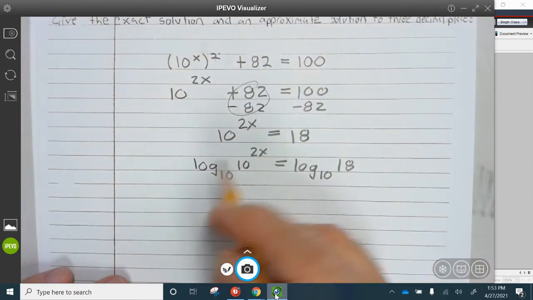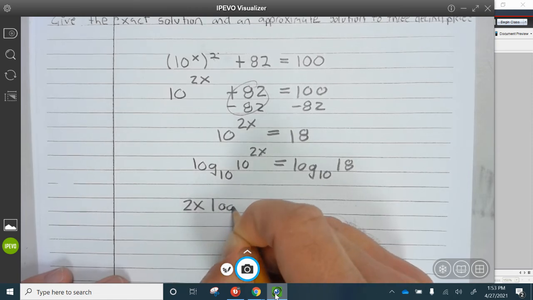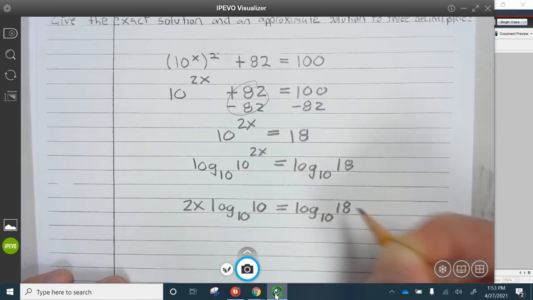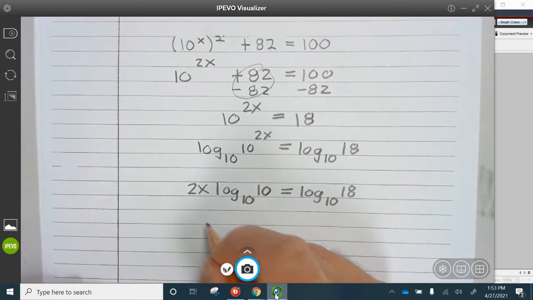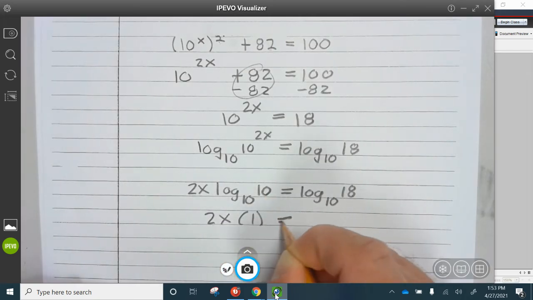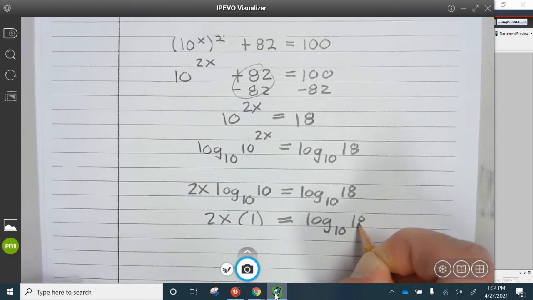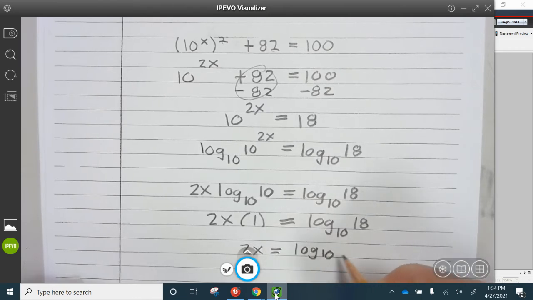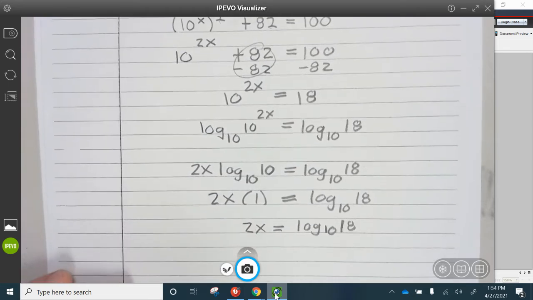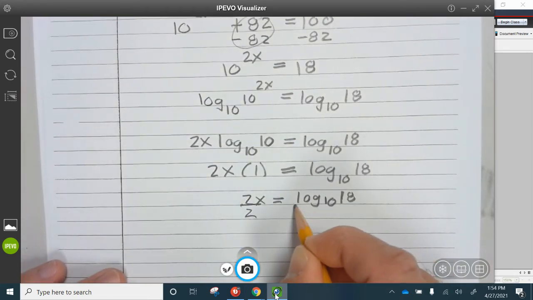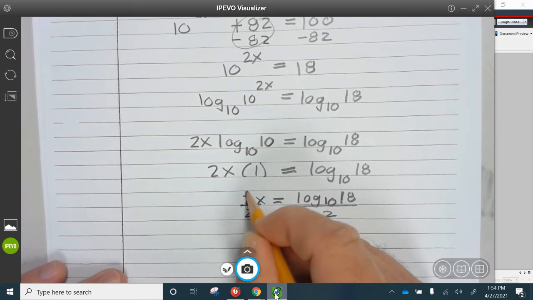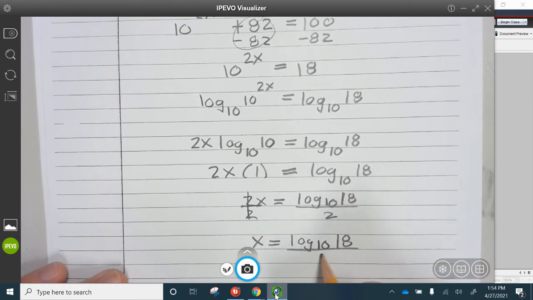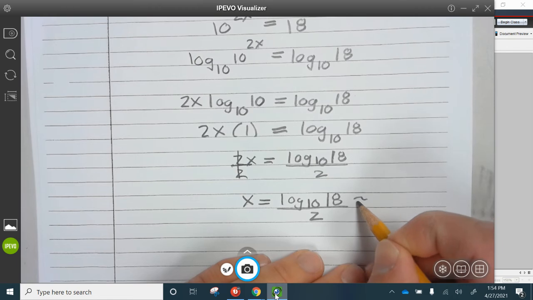Okay, so this goes to the front, so then that's 2x times log base 10 of 10 equals log base 10 of 18. Okay, this becomes 1, so you have 2x times 1 equals log base 10 of 18. So then you get 2x equals log base 10 of 18. Divide both sides by 2. X equals log base 10 of 18 divided by 2. Now that's your exact answer. Let's put that in the calculator to find our approximate answer.